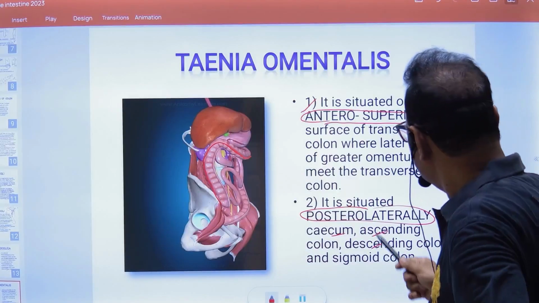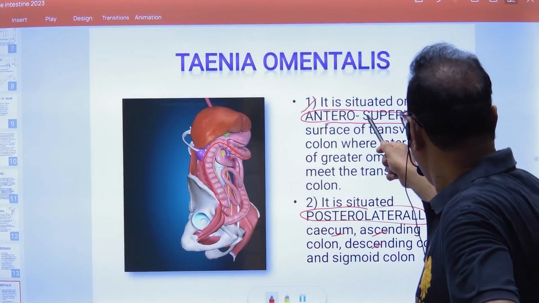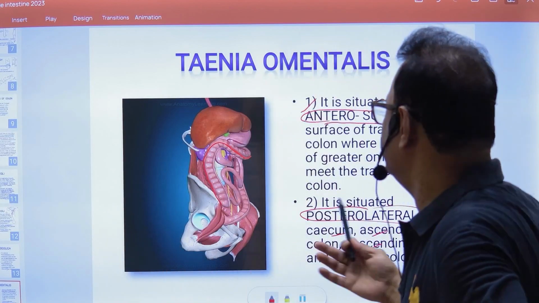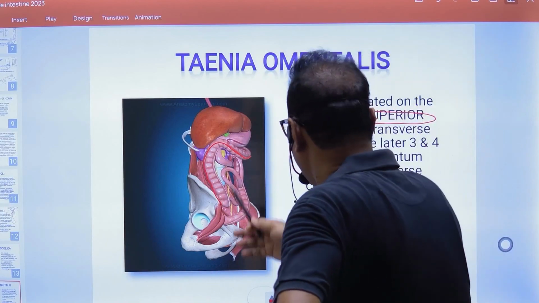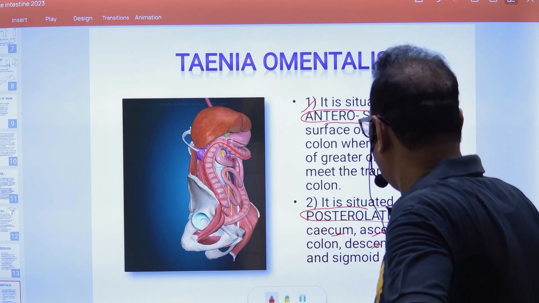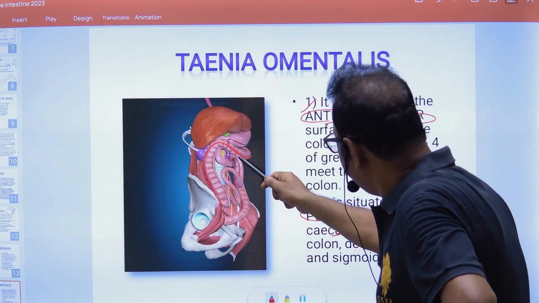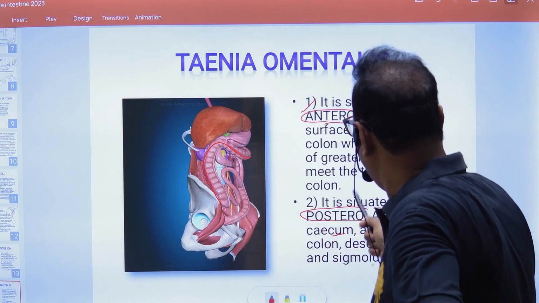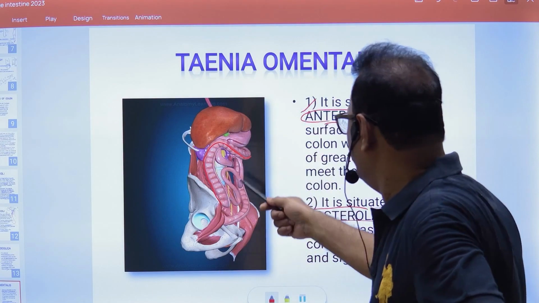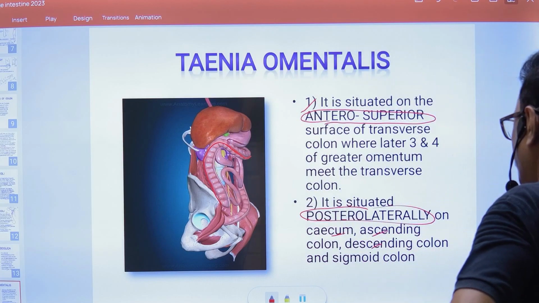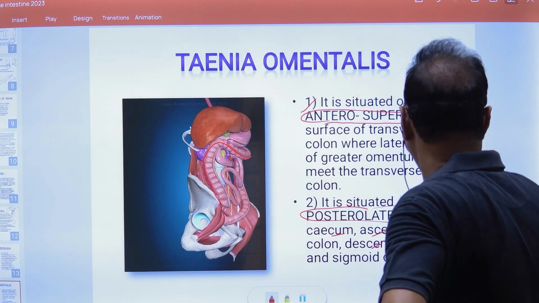So it is the same thing, but there is a change in position, and we consider the change in position with the transverse colon only. We do not consider the remaining part of the colon. So when it is attached posteriorly to the transverse colon, it becomes posteromedial, and when it is attached anteriorly, it becomes posterolateral in the remaining part.